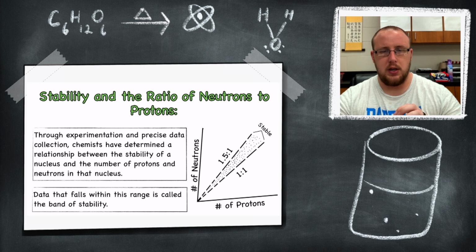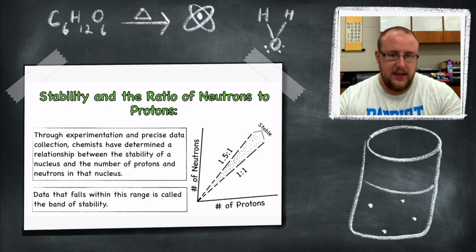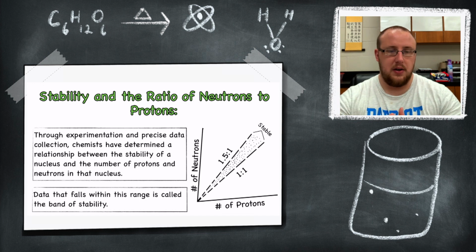So if we have a whole bunch of protons in a nucleus and we don't have any neutrons in there, those positively charged particles are not going to want to bind to each other. They're going to want to repel each other. But because we have neutrons in there between the protons, that allows the nucleus to bind together and hold itself together. Chemists have done many experiments, collected some precise data, and determined there is a relationship between the stability of a nucleus and the number of protons and neutrons within that nucleus. They've made a graph that looks like what is shown on the slide now.